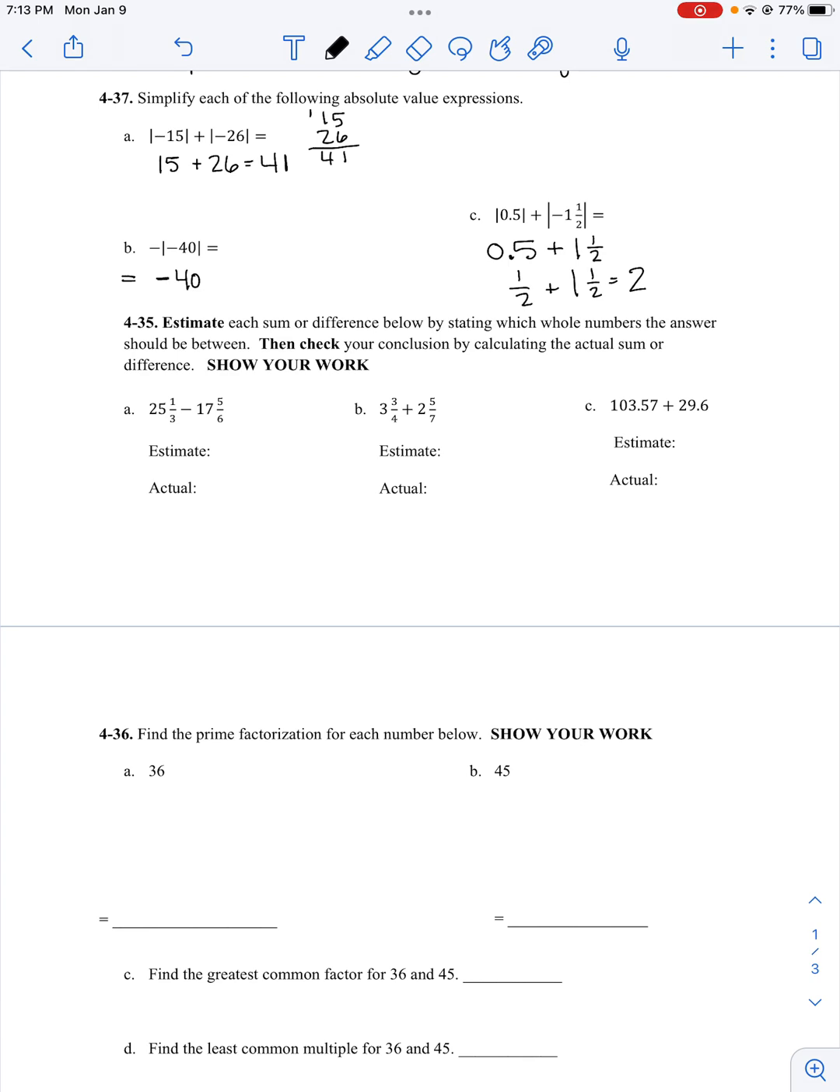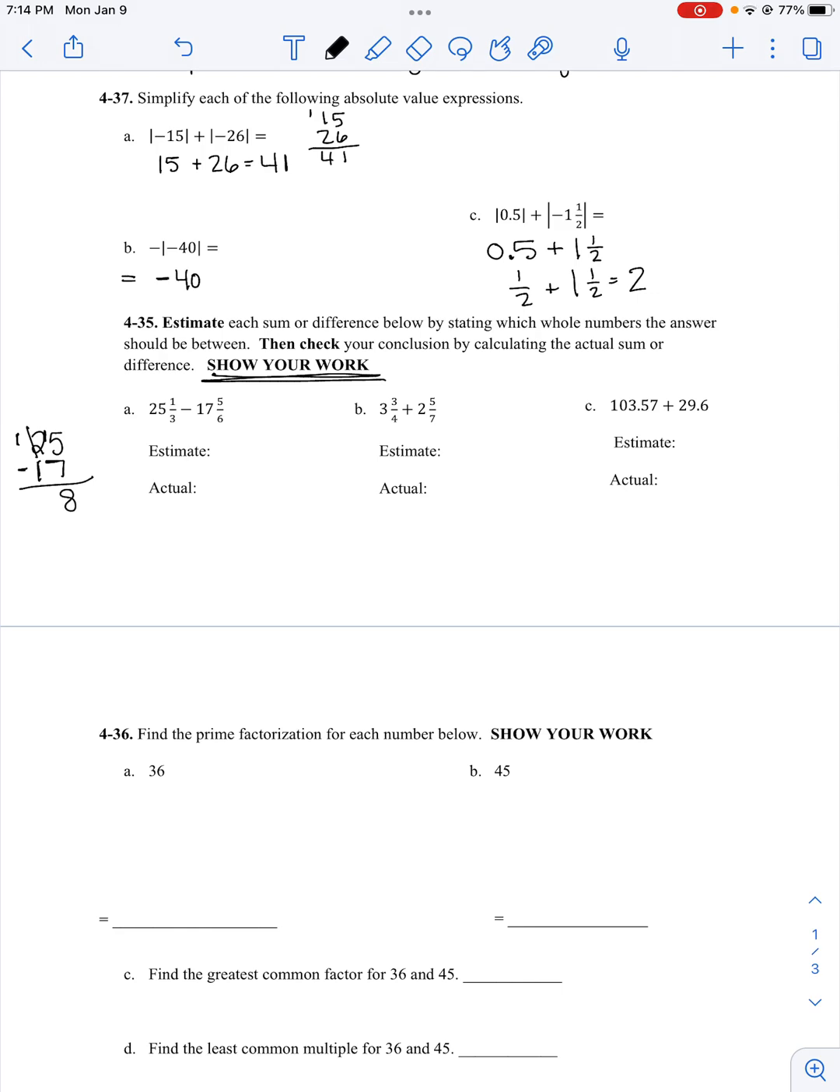Problem 35. Estimate each sum or difference below by stating which whole numbers the answer should be between. Then check your conclusion by calculating the actual sum or difference. Show your work. Okay. When I'm estimating, I can either round my number down or I can round it up. Okay, so first, to find my low end, I'm going to round my number down. So 25 1/3 rounded down to a whole number is 25. 17 5/6 rounded down to a whole number is 17.